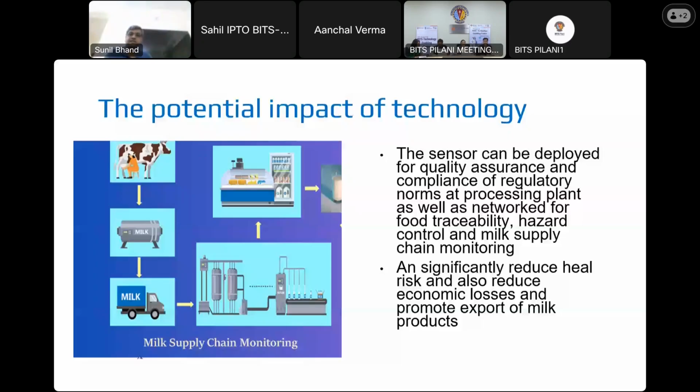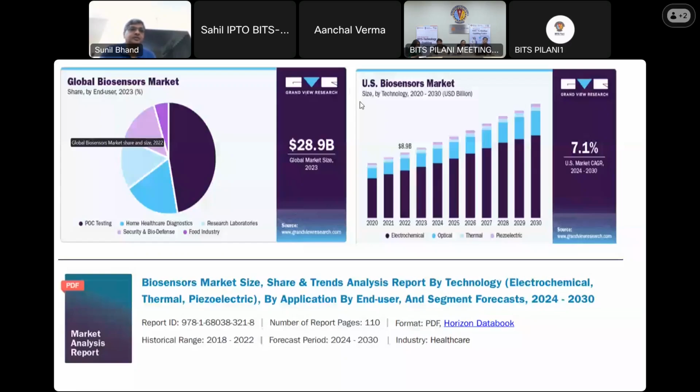Now let me come to the market size and competitive landscape. This comes under the electrochemical biosensor domain. Ideally, the global market, as you see from the 2023 report, is about $28.9 billion. And within that, if you look at only the US market, the CAGR projected up to 2030 is 1%. So very high potential, particularly if you see from the right side bar chart: electrochemical biosensors hold almost 75 to 80% share. So out of $28 billion within the global biosensor market, 75 to 80% is by electrochemical biosensors. That's one important perspective.